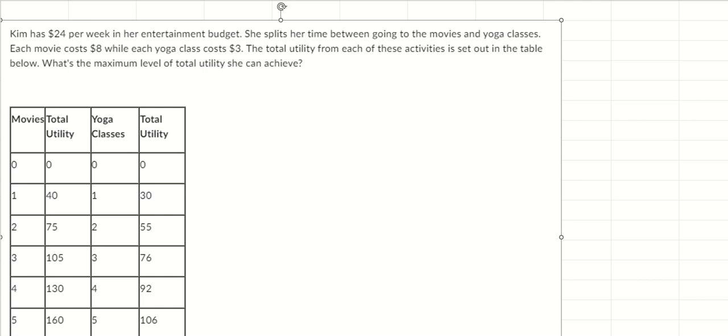Okay, so the question says Kim has $24 per week in her entertainment budget. She splits her time between going to the movies and yoga classes. Each movie costs $8 while each yoga class costs $3. The total utility from each of these activities is set out in the table below, and what is the maximum level of total utility she can achieve?